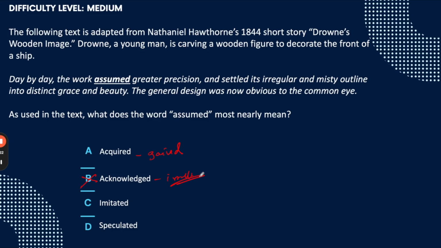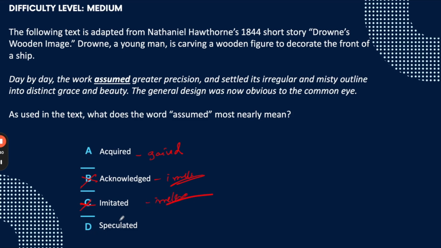Let's go to C now. Imitated. This means copied. It doesn't fit because the text is talking about the work developing its own precision, not copying from something, right? There's no such copying happening over here in the text. There was no such mention. So again, C is out because this is also irrelevant.